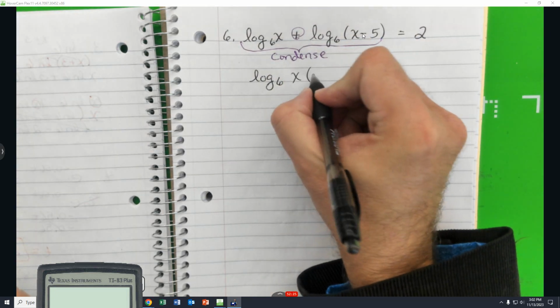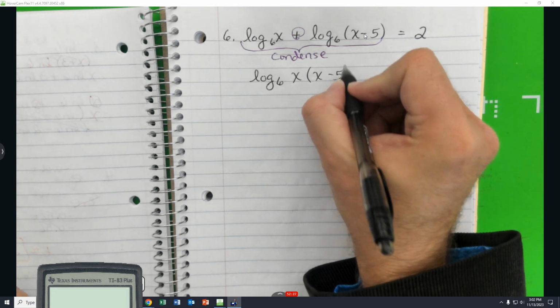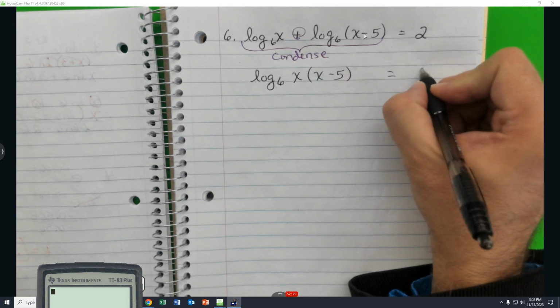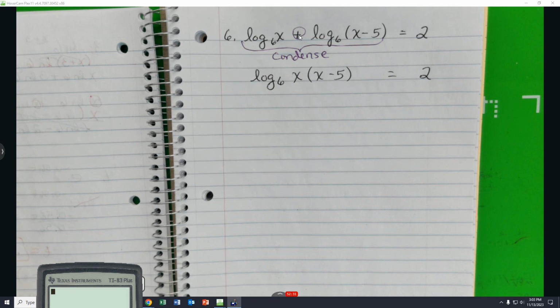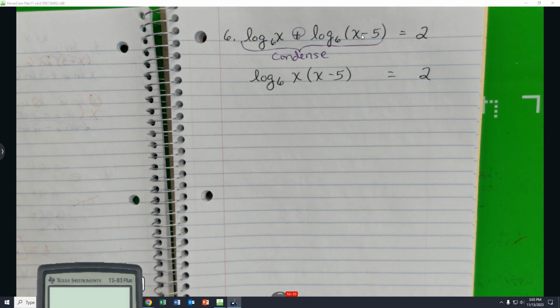Oh, wait a minute. I see a minus right there, Tony. Does that have any bearing? No. It's the sign in front of the logarithm. It doesn't matter what the sign might be in an argument. You're looking at the sign in front. If it's a minus, then you have a fraction. If it's a plus, you multiply the arguments the way you did here.